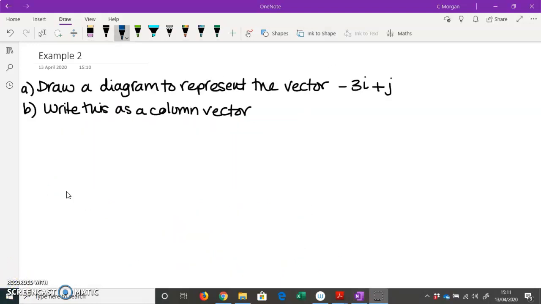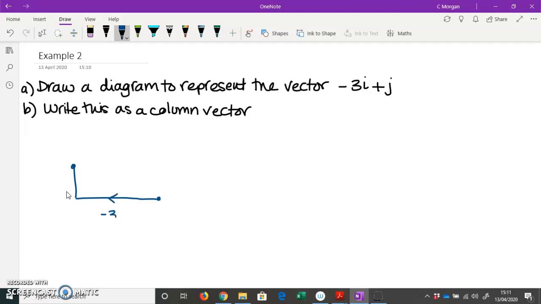Okay, example 2 asks me to draw a diagram to represent the vector negative 3i add j, and to write this as a column vector. Fairly easy kind of question, really. Just make sure that we start somewhere, and then I've got to go along negative 3 lots of i, and then up 1 lot of j. So I'm just going to draw that.